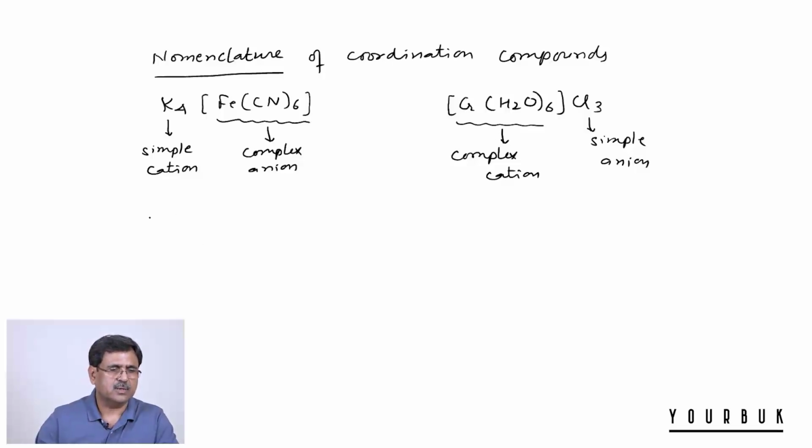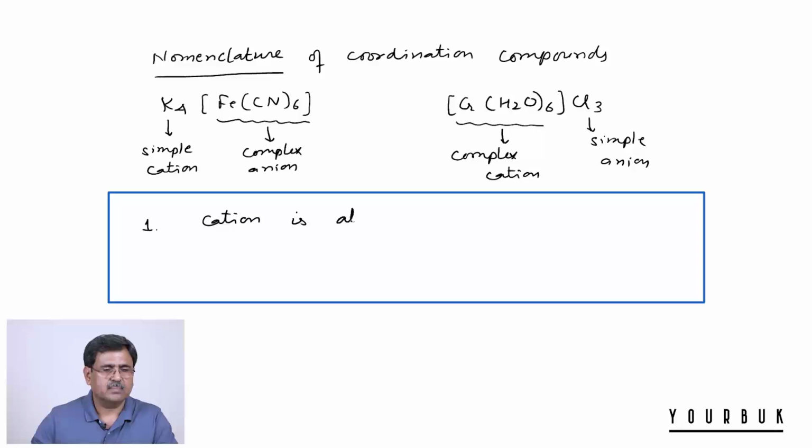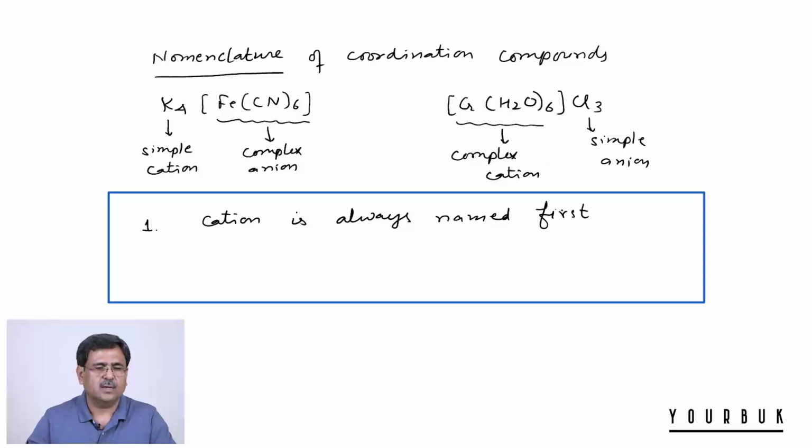Now to name the coordination compounds, we have to follow certain rules. And the first rule is that in the naming of coordination compound, cation is always named first. Whether you have a simple cation or you have a complex cation, cation has to be named first. Now I am taking one example to explain the nomenclature. First, of cationic complexes, means the coordination compound in which the complex is cationic part.